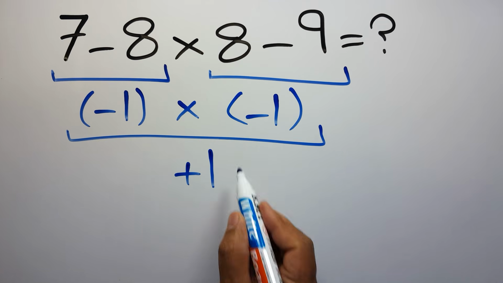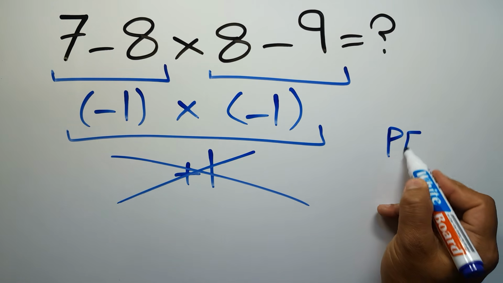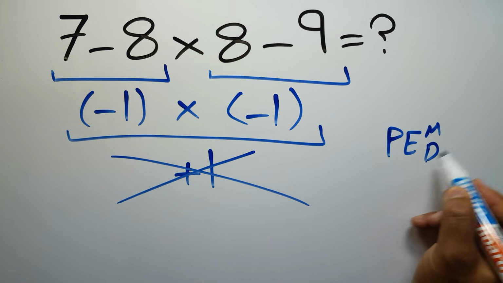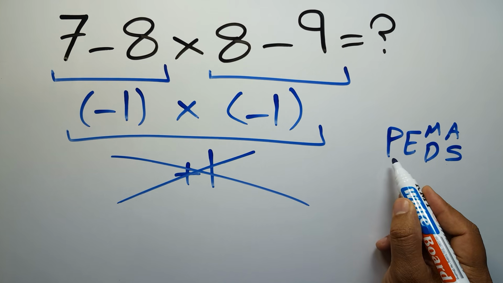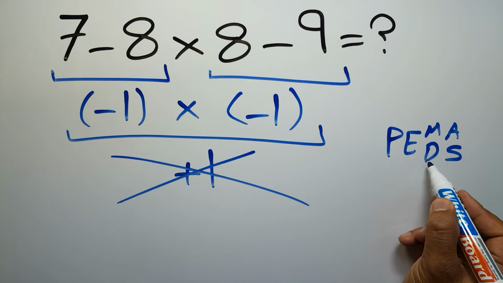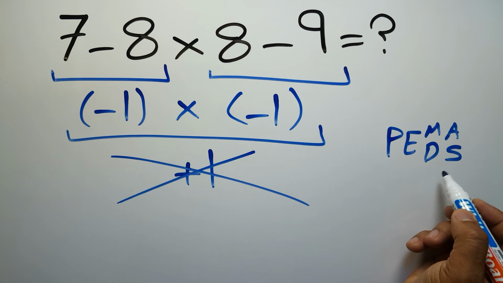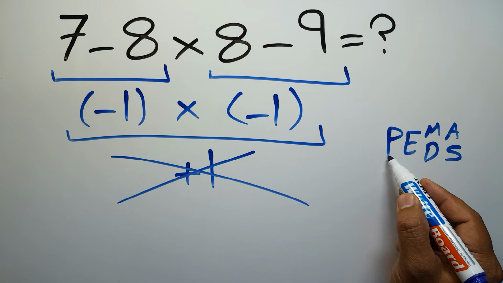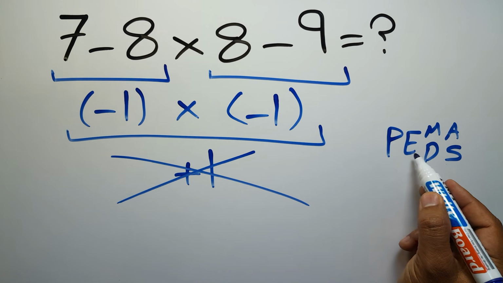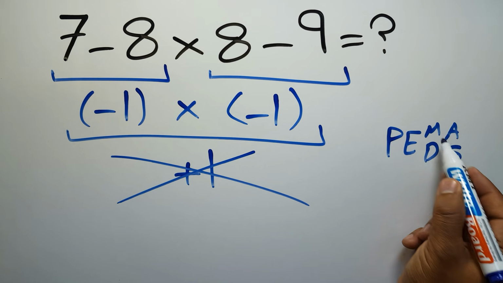But this answer is not correct, because according to the order of operations, which is PEMDAS, P stands for parentheses, E stands for exponents, M and D stand for multiplication and division, and the A and S stand for addition and subtraction. First we have to do parentheses, then exponents, then multiplication or division, and finally addition or subtraction.